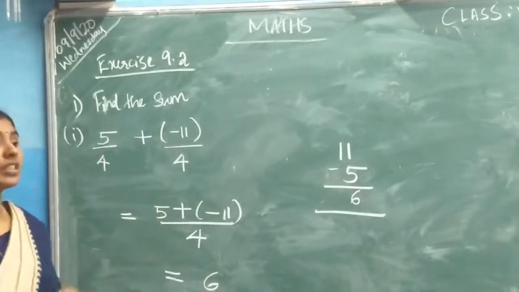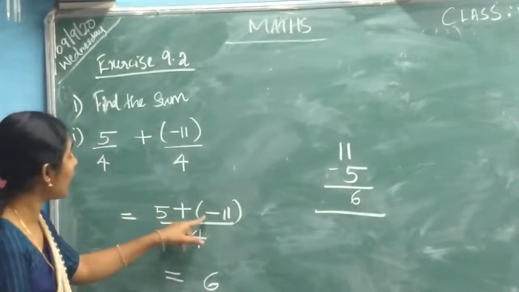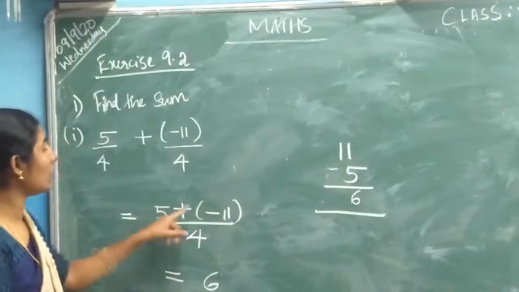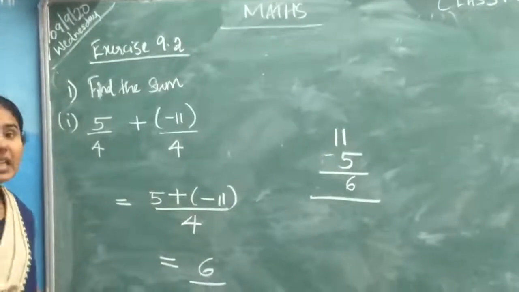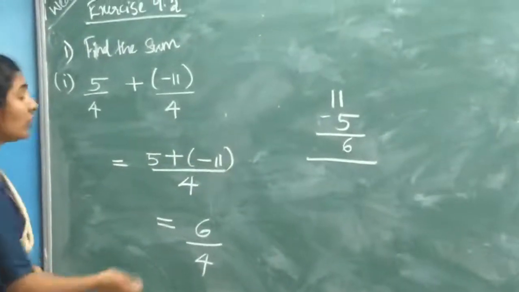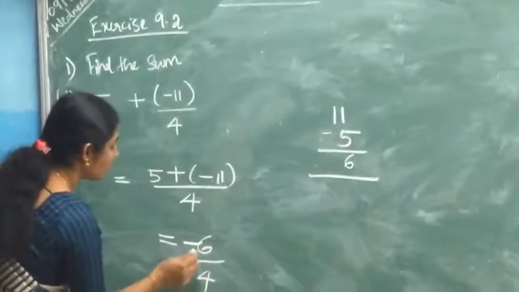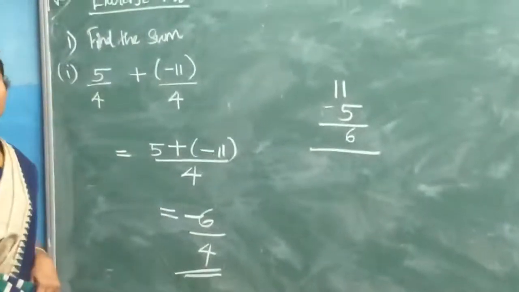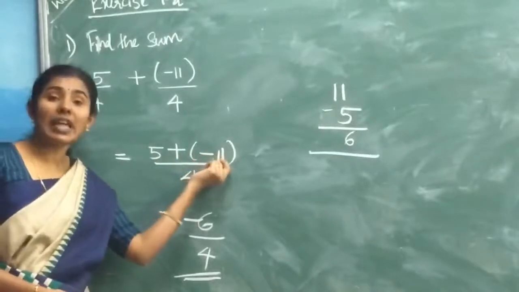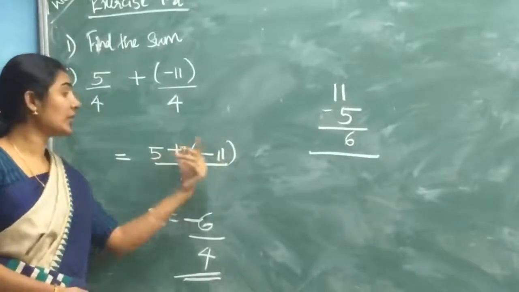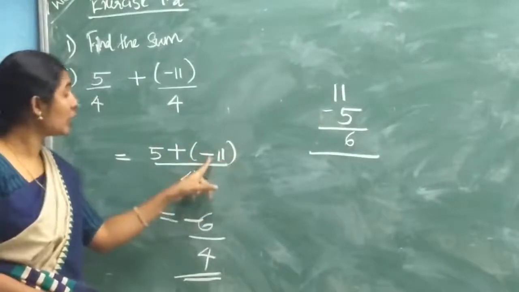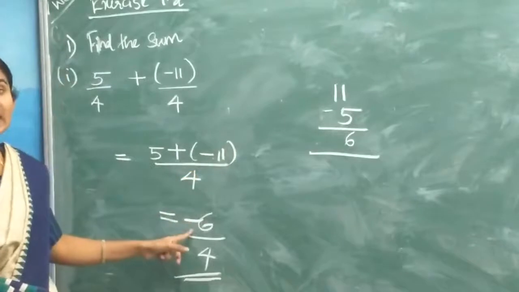And for 6, which sign you should give? Give the sign of the largest number. Which one is the largest number, 5 or 11? Largest number is 11. So which sign you should give? Minus sign. Without sign you should see which is the largest number, 5 or 11. 11 is the largest number. So which sign should you give? Negative sign.